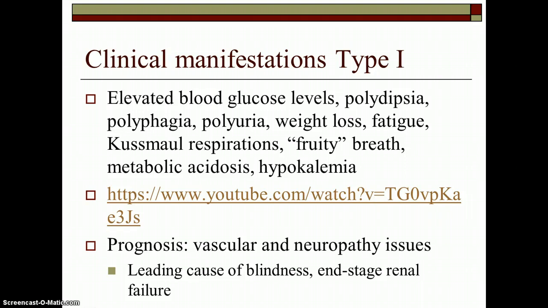Long term, these people are at risk for vascular or neuropathy issues. So in the United States, it's actually our leading cause of blindness and end-stage renal failure for clients.